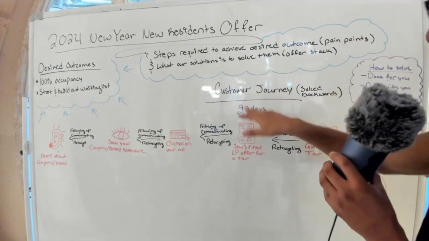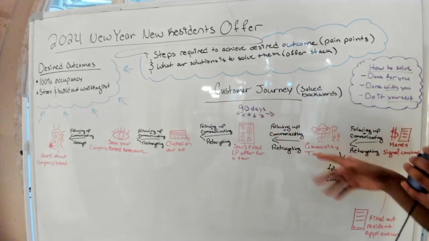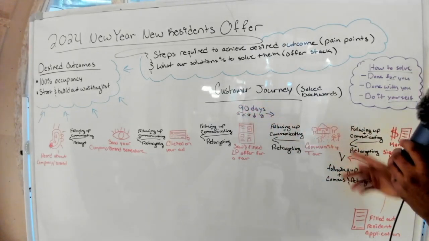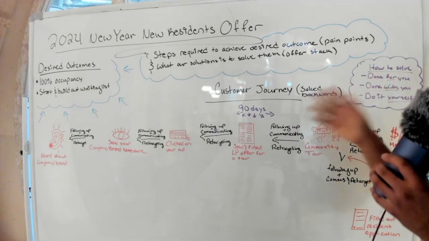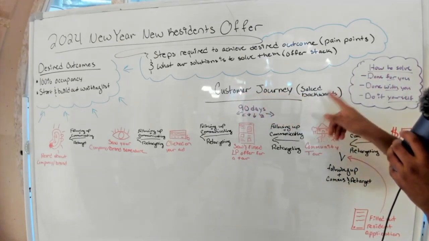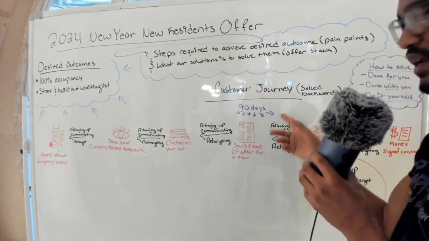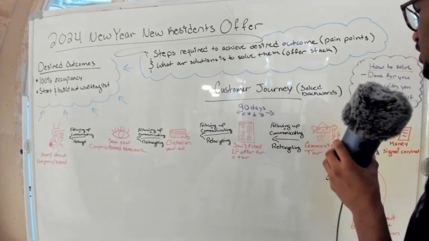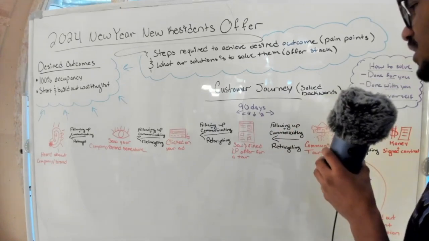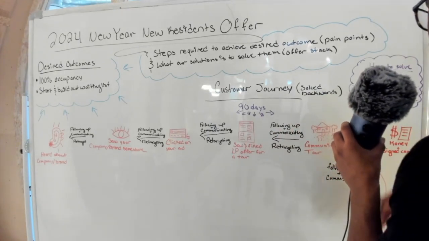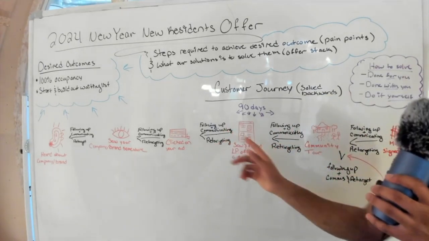So from there, I then put down the customer journey. And I know there's a little bit of glare. So this says customer journey, solved backwards. This is usually going to be like a 90-day period, maybe even shorter or maybe longer, just on average 90 days, right? We're just using that for an example. So I map out the entire customer journey.